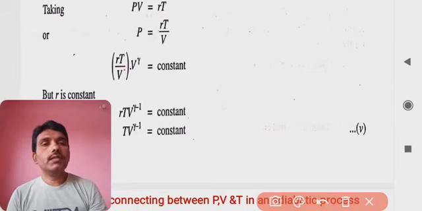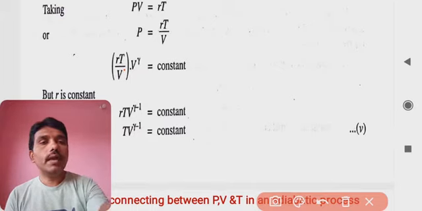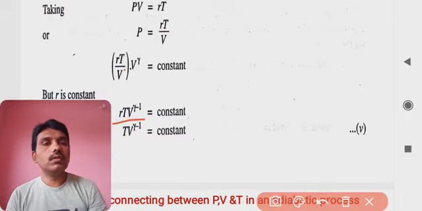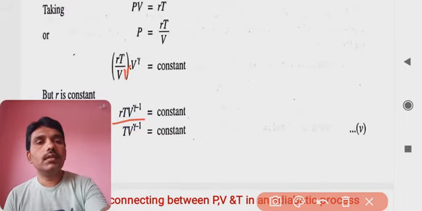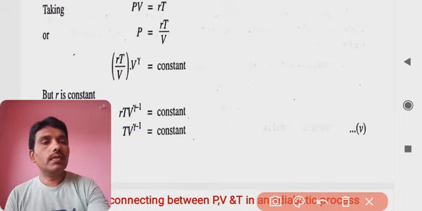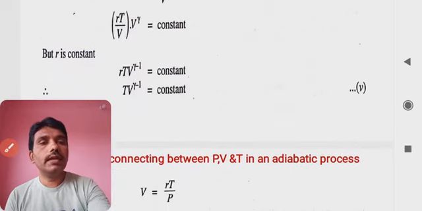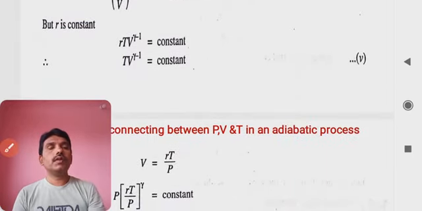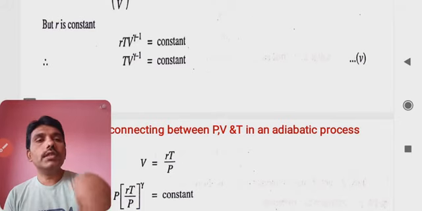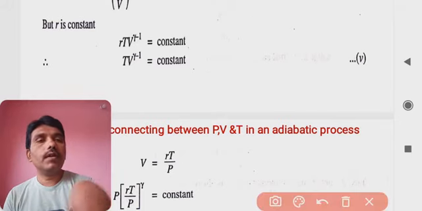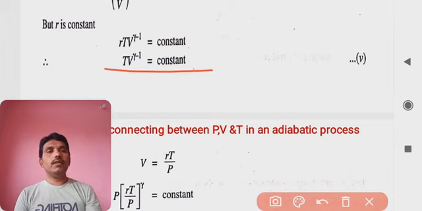So in this case R is going to be the constant, and that's why I can write T V raised to gamma minus 1, because here V has nothing, meaning the power is 1. So we have the relation like this, T V raised to gamma minus 1 is equal to constant. This is the relation connecting our pressure, temperature and the volume.